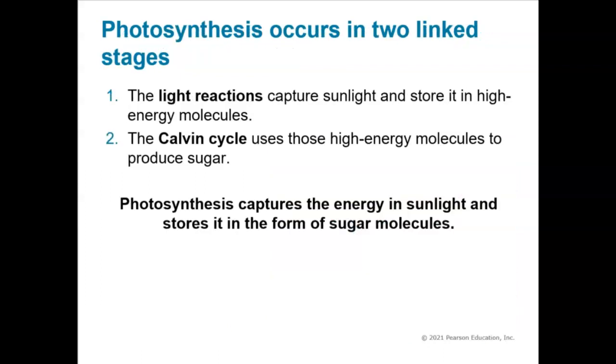Photosynthesis is going to occur in two linked stages. So in the first stage, the light reactions capture sunlight and store it in high energy molecules. And in the second stage, the Calvin cycle is going to use those high energy molecules to produce sugar or glucose. So essentially, a summary is that photosynthesis captures the energy in sunlight and stores it in the form of sugar molecules.